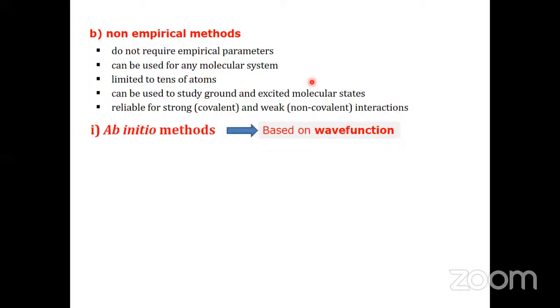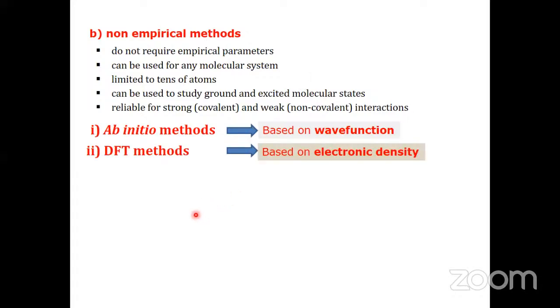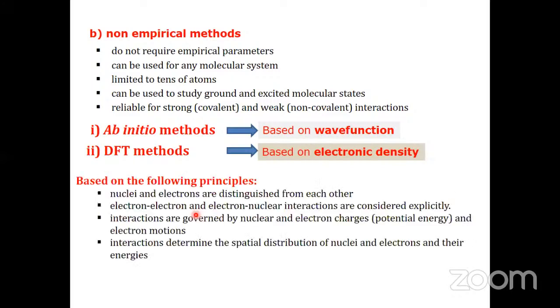Amongst these, the first method is the ab initio method, which is based on wave function, and the second is the density functional theory method, which is based on electron density. They are based on the following principles: in non-empirical methods, nuclei and electrons are distinguished from each other. Electron-electron and electron-nuclear interactions are considered explicitly. Here, interactions are governed by nuclear and electron charges, so it depends not only on potential energy parameters, but also on the electron motions. Interaction determines the spatial distribution of nuclei and electrons as well as their energies.